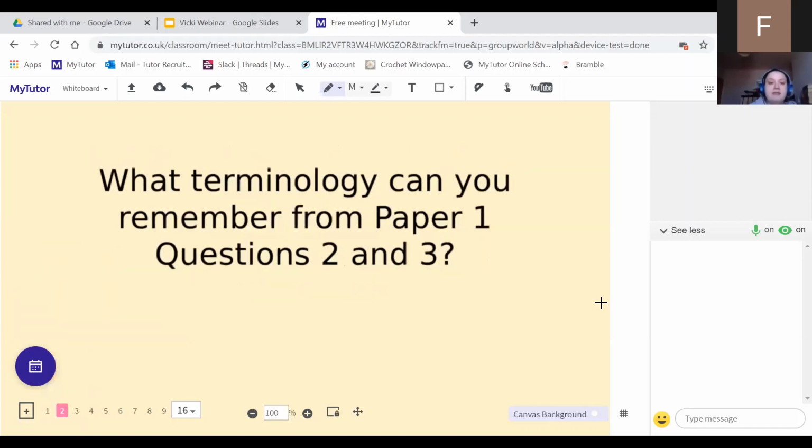Right, so first of all, what terminology can you remember from paper 1, questions 2 and 3? So that is language devices and features and structural devices and features. I'll give you a couple of minutes to send me some ideas over, please.